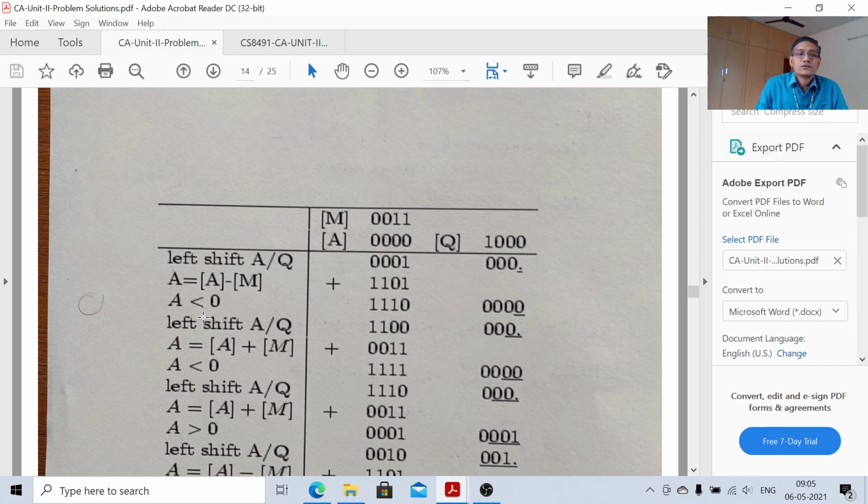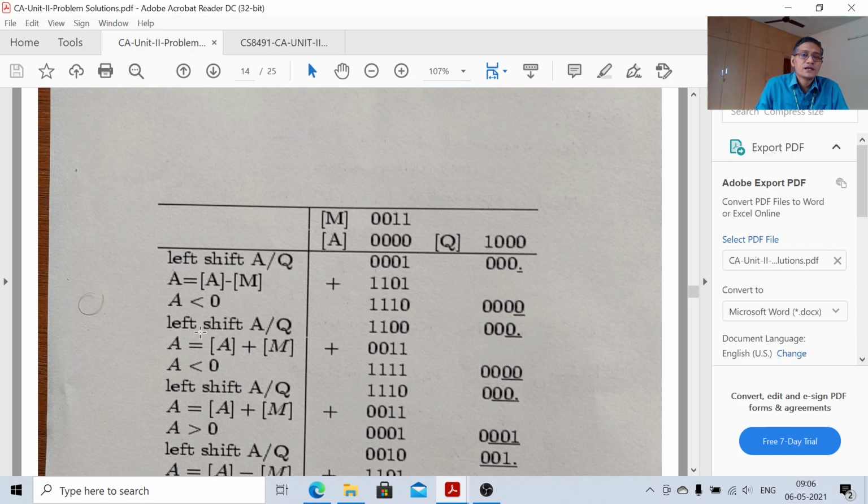Now what we need to do? Left shift AQ again. We are not restoring it here. Left shift again AQ. So when you shift it, this one goes out of the register. This one comes here, this one comes here, then 0 comes here, then this 0 of Q register comes here. Then these 3 zeros take this place. We do not know the value of Q naught.